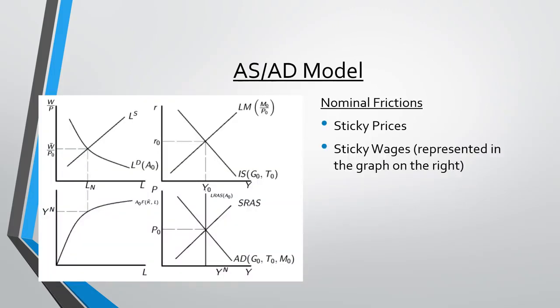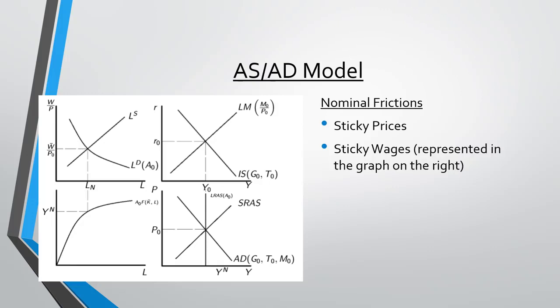So following on from this model, it is the AD-AS model. For this model, there are four diagrams that you need to remember how to graph. The labor market in the top left, the production market in the bottom left, IS-LM in the top right, and the new AD-AS curve in the bottom right.